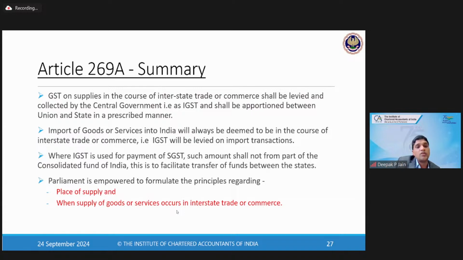Parliament is empowered to formulate the principles regarding the place of supply and when supply of goods or services occurs in an interstate trade or commerce. Parliament has the power to decide what is the place of supply. That's why sections 10, 11, 12, 13, these four sections, decide the place of supply. And when supply of goods or services occurs in an interstate trade or commerce, it will further decide when the supply will be treated as interstate trade or commerce.